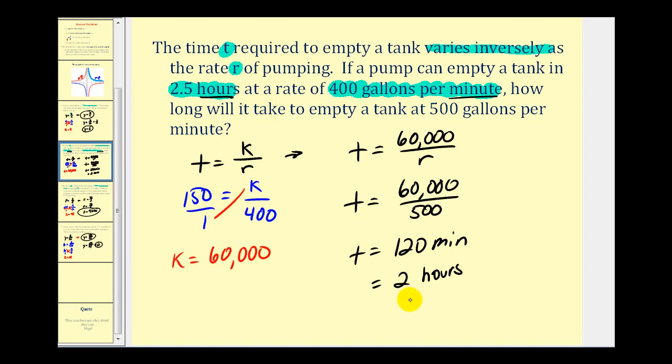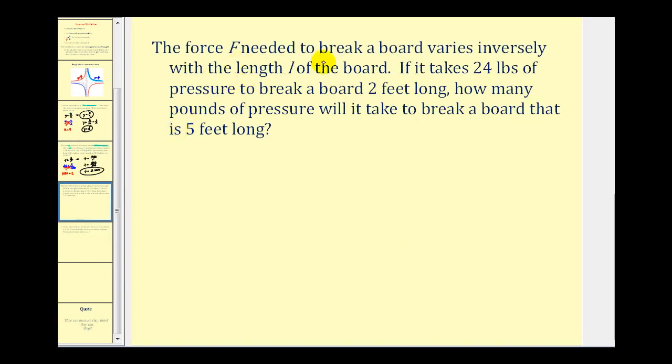Let's take a look at another example. Here we're given the force needed to break a board varies inversely with the length of the board. So F varies inversely with L. So we have F equals k divided by L. If it takes 24 pounds of pressure to break a board 2 feet long, how many pounds of pressure will it take to break a board that is 5 feet long? Again, using 24 and 2, we can determine the value of k.